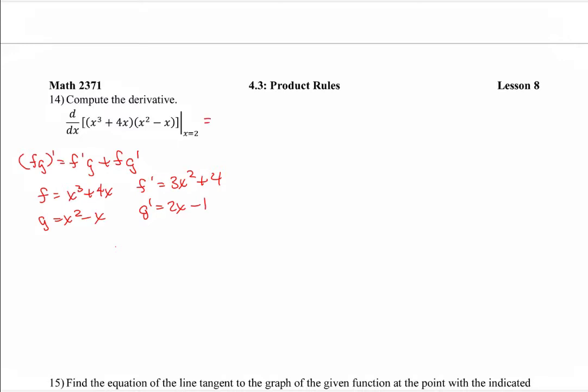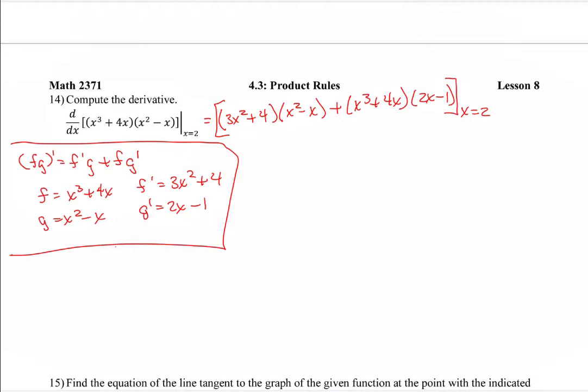So then when I put it up here, I'm going to have 3x squared plus 4 times x squared minus x plus x cubed plus 4x times 2x minus 1. Now I'm going to put the big bracket around it, and I'm going to put the x equals 2 at the bottom because I'm evaluating this thing at 2. Now this all right here is my sidebar. It's all my work to the side.